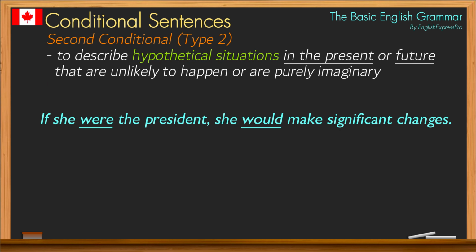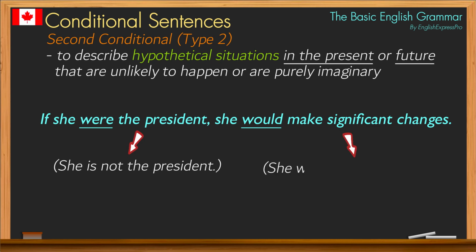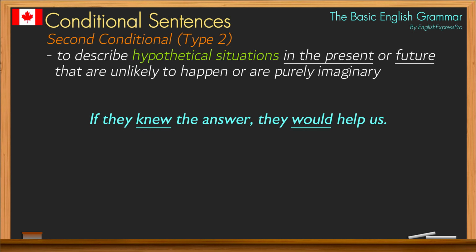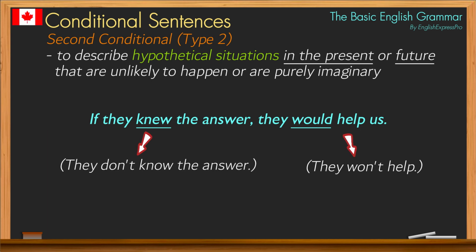If she were the president, she would make significant changes. She is not the president, so she won't make changes. If they knew the answer, they would help us. They don't know the answer, so they won't help.